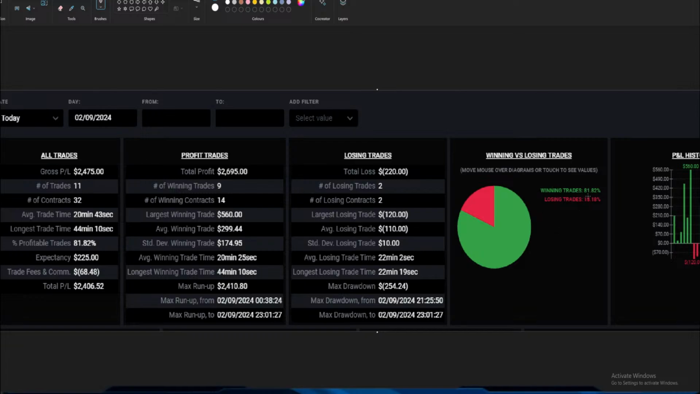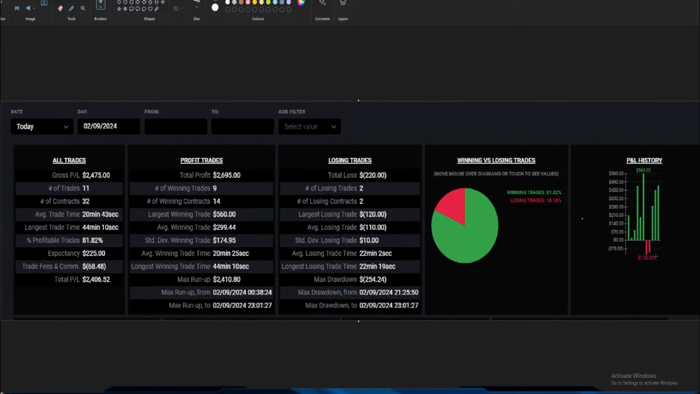As you can see, I have an 81.82% win rate. I have one losing trade the whole day, and I was willing to take that risk because the risk was only $220 altogether. As you can see over here, I lost that 220. Yes, I had the option to exit early, but I still wanted to let it play because I know that a better opportunity will come.